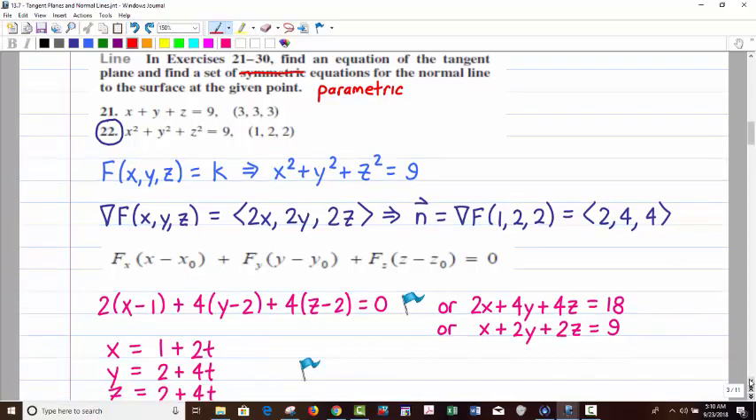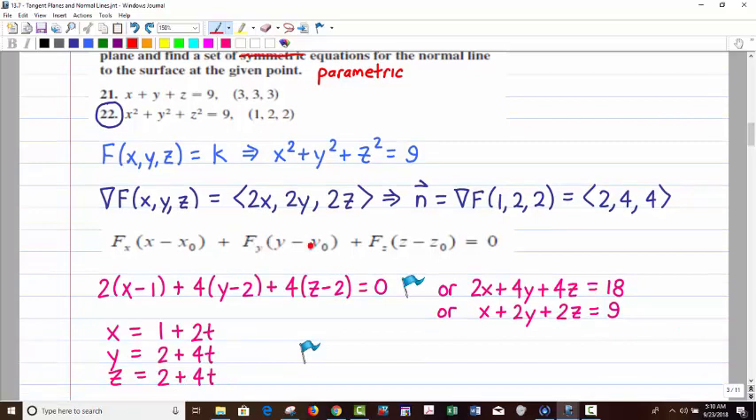So to get the equation of the plane, here we go. The fx, fy, fz that we just found right here, those are in front of each parentheses. So it would be 2 times x minus 1, because the x is 1, plus 4 times y minus 2, plus 4 times z minus 2.